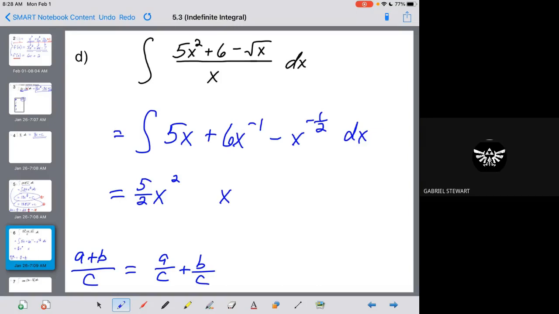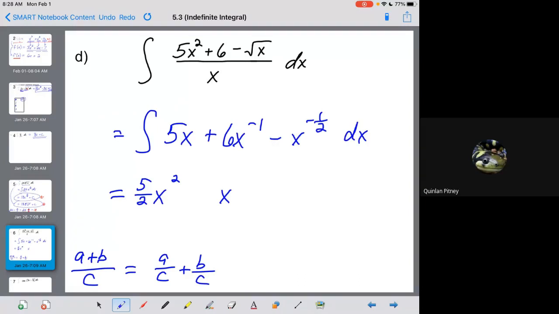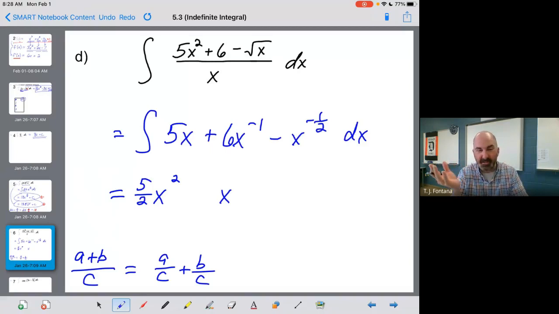Wouldn't it just be x? No, it would not just be x. It would be x to the 0 power, which wouldn't be anything. Right. Or, well, I mean, x to the 0 power is 1. That's something. But let me just follow my rules right now.